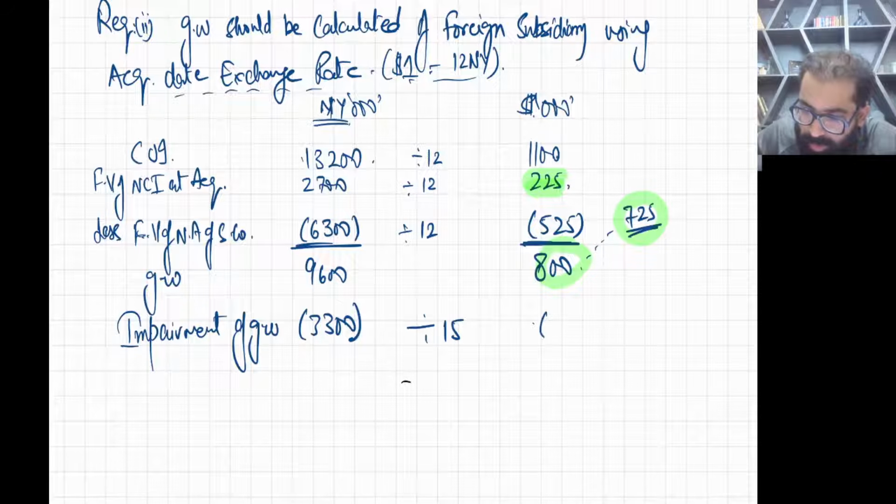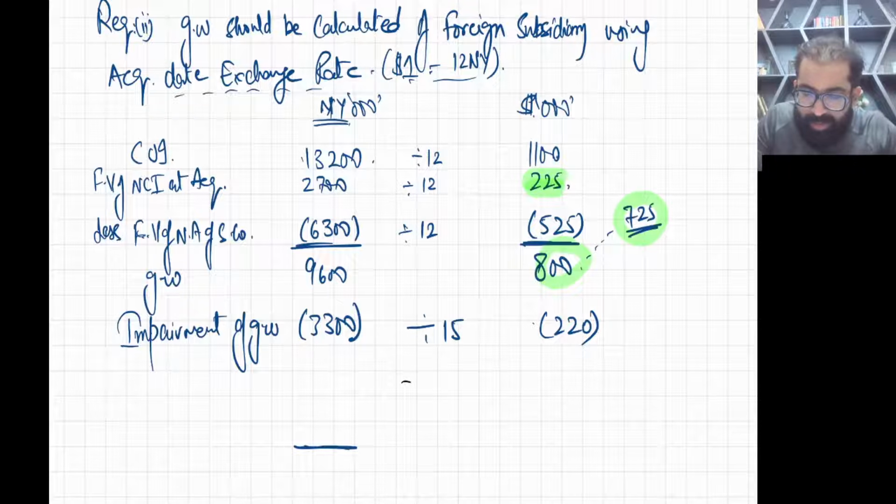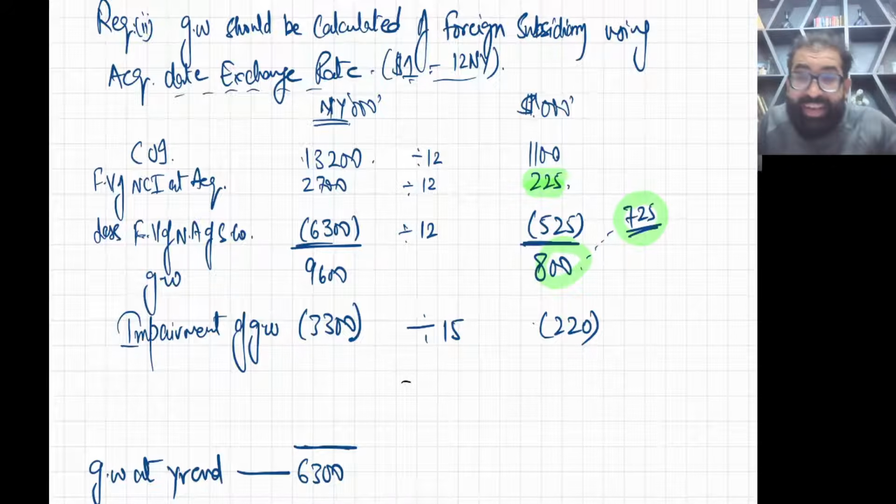It's 220. Okay, now a very interesting thing I'm going to teach you, in a different style. Listen, see, 9600 minus 3300, what will be the year end goodwill? 96 minus 33, it's going to be 6300. This is goodwill at year end, and obviously goodwill at year end means 31st December X2.